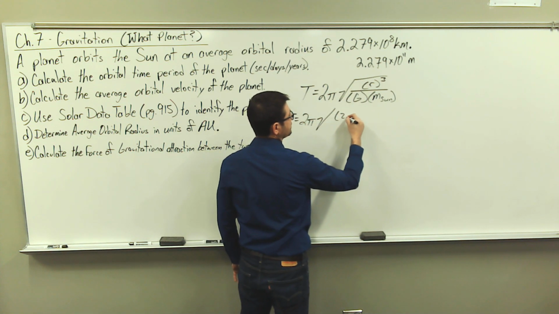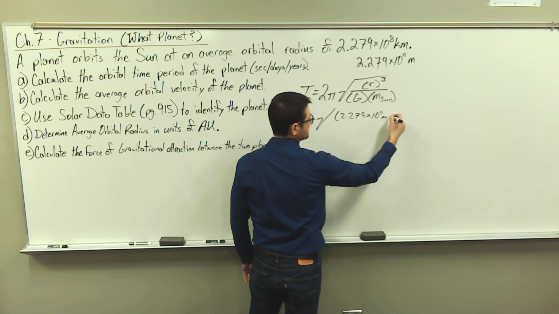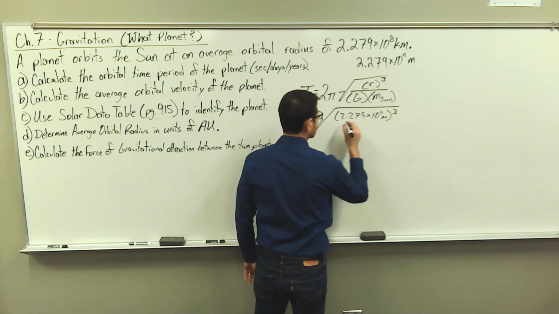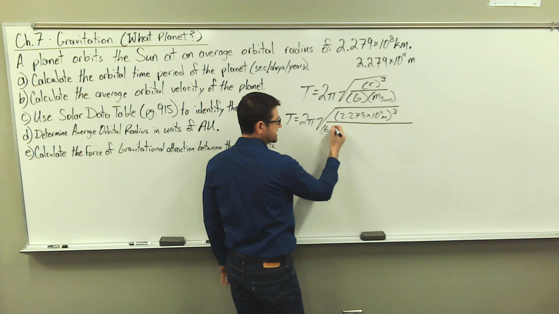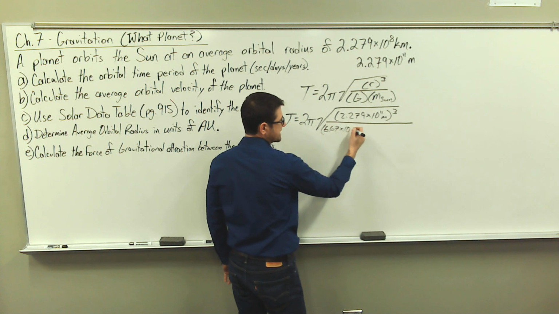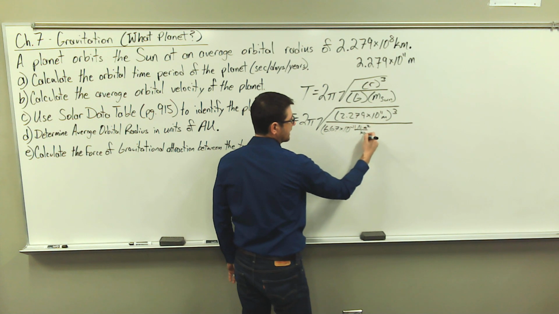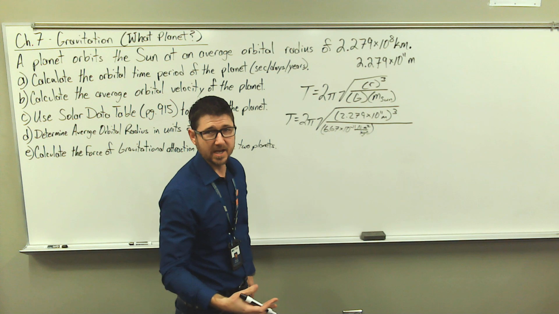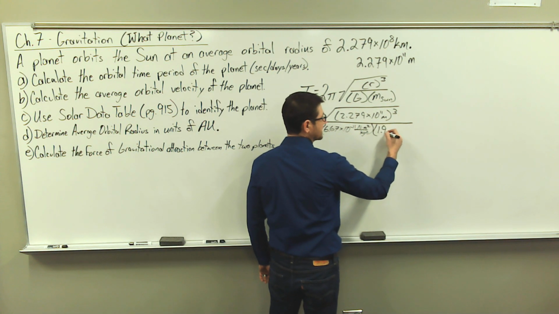so I have 2.279 times 10 to the 11th meters. We're going to have to cube that value. Then we're going to divide by the universal gravitational constant, 6.67 times 10 to the negative 11th Newton meters squared per kilogram squared. Then we're going to multiply by the mass of the sun, which is 1.99 times 10 to the 30th kilograms.